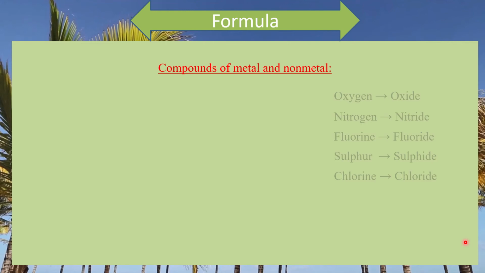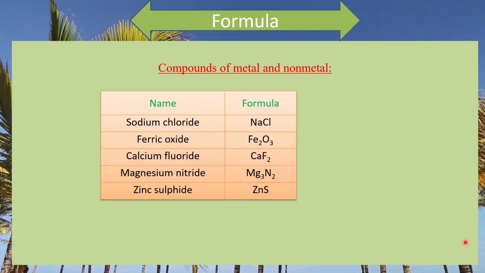So here some examples are, look, sodium chloride. The formula of sodium chloride is NaCl. Ferric oxide. It is the compound of iron and oxygen. And I told iron has two valency, 2 and 3, and here the highest valency will be used. It is 3. So the valency of oxygen is 2 and it will be written Fe2O3. Calcium fluoride, CaF2, because the valency of calcium is 2.